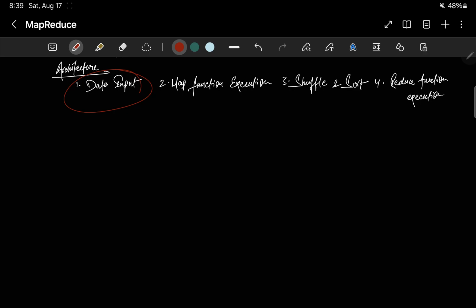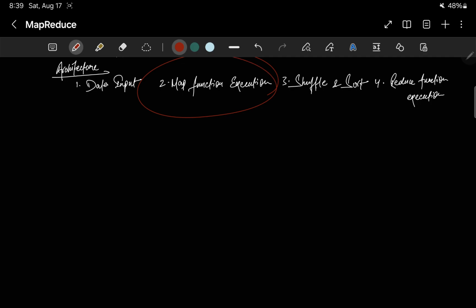Data is read from a distributed file system such as Hadoop Distributed File System, HDFS, and split into chunks for processing. Data is divided into manageable splits first, each processed by a separate map task. Data replication in HDFS ensures reliability and fault tolerance. For example, a large dataset stored in HDFS is divided into 128 MB splits, with each split processed by a different map task.